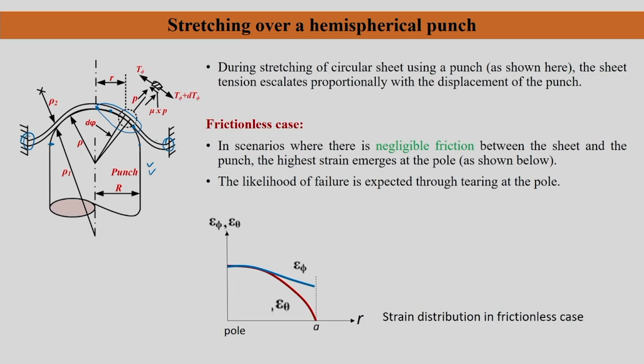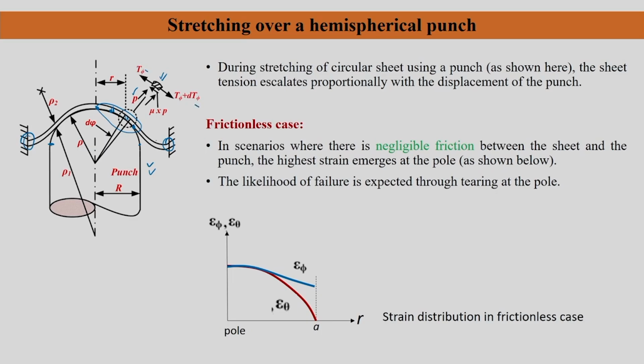And you pick up an element as usual, like the way we discussed generally. You pick up an element here in the deforming zone, anywhere, maybe here or here, but a little away from the gripping and the pole region, and you plot the tension here. Okay. So, your normal pressure P is going to act on the sheet element, and your T phi is going to act in this way, and T phi plus dT phi is going to act in this way.